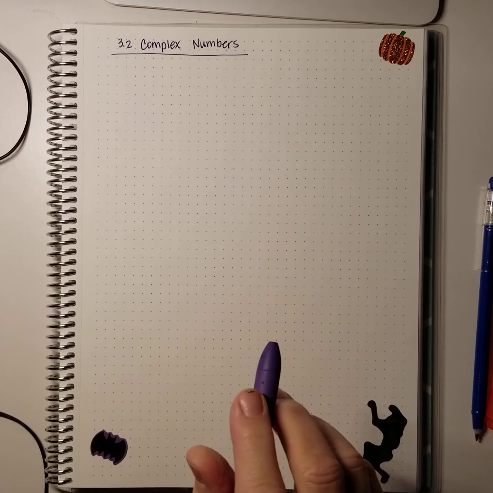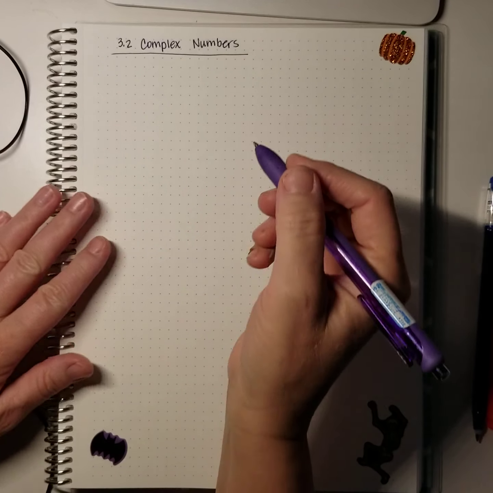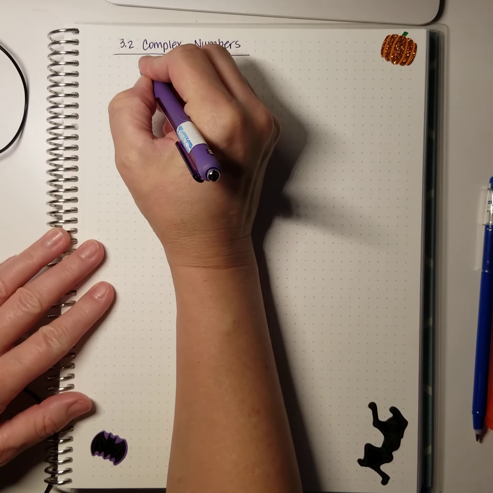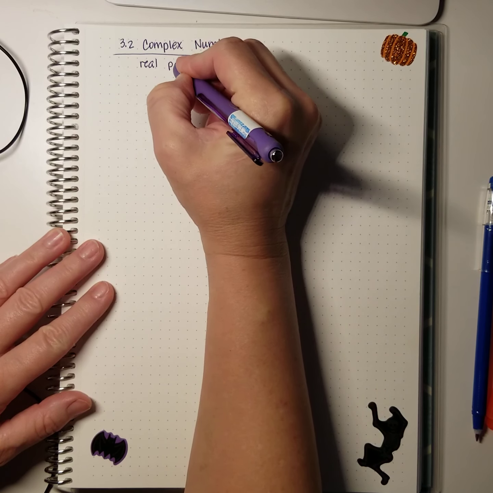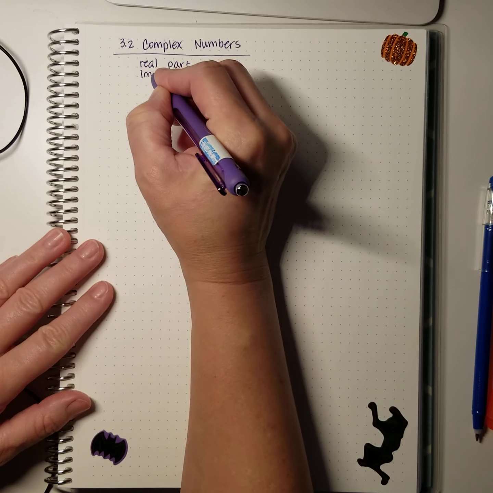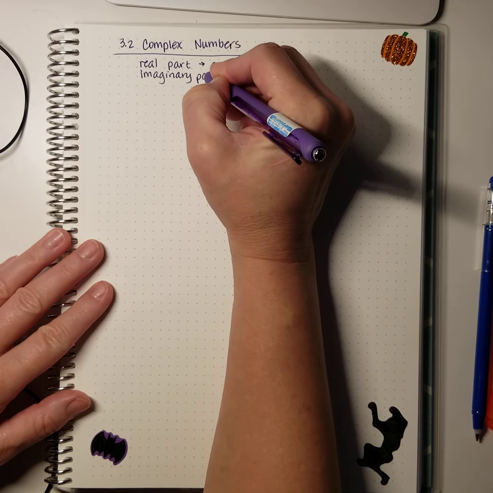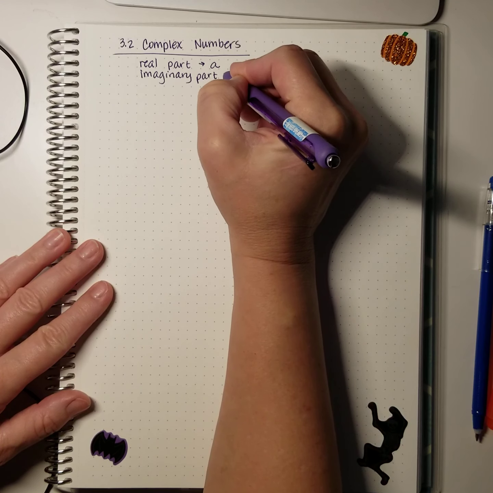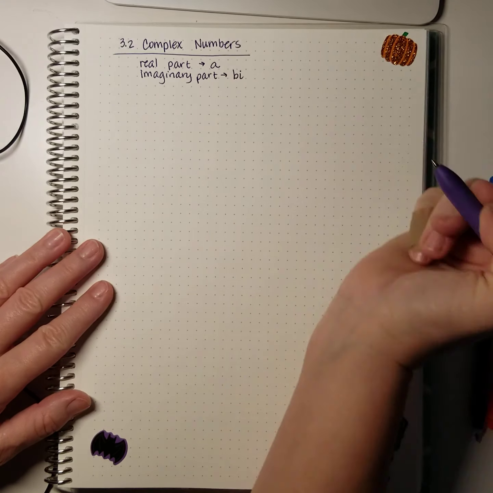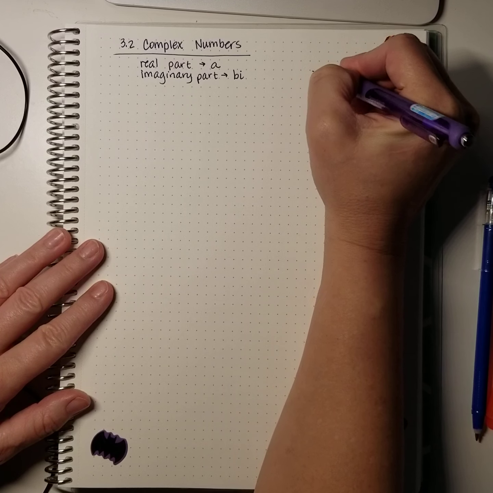Okay, we're learning about complex numbers. Complex numbers are numbers that have an imaginary part and a real part. So the real part is called A, and the imaginary part is B times I. Okay, and you're thinking, well, what is I? Well, I is the square root of -1.